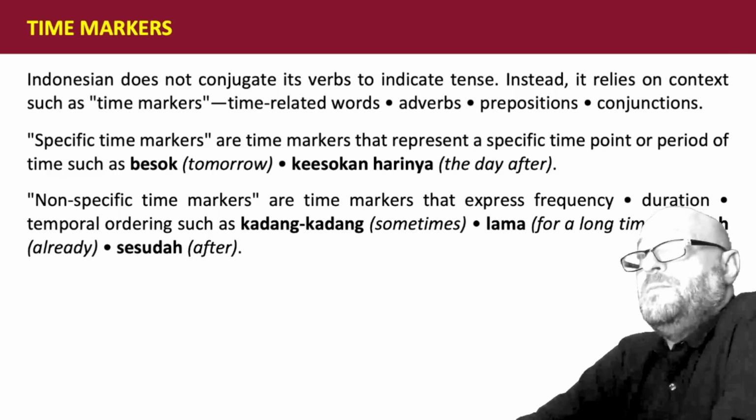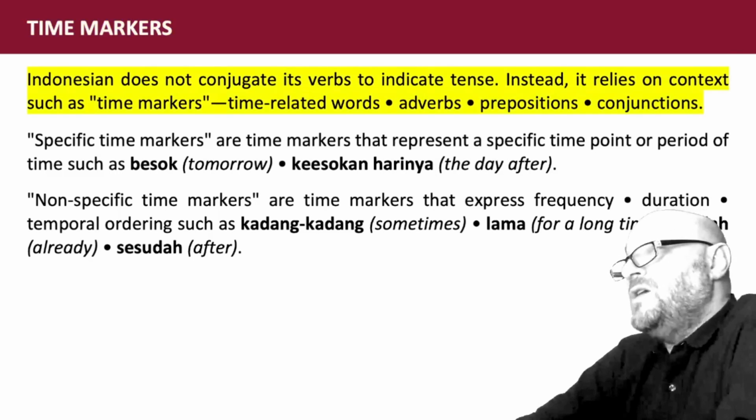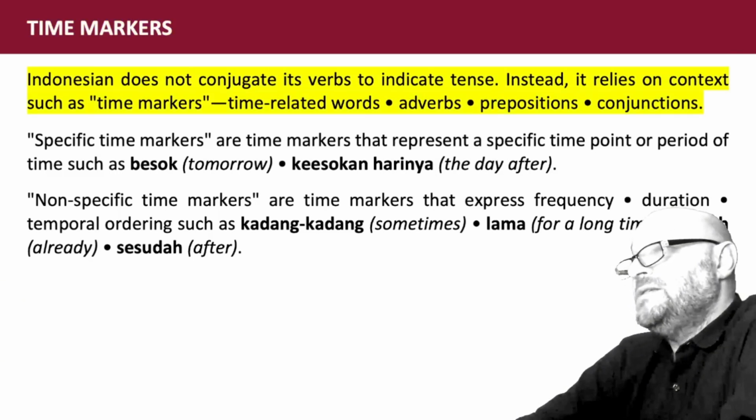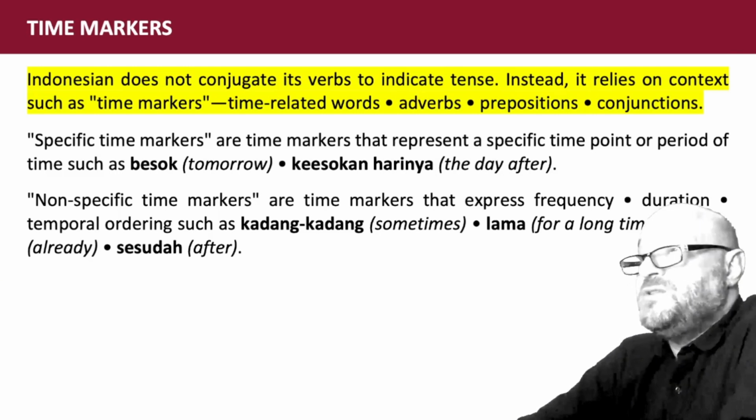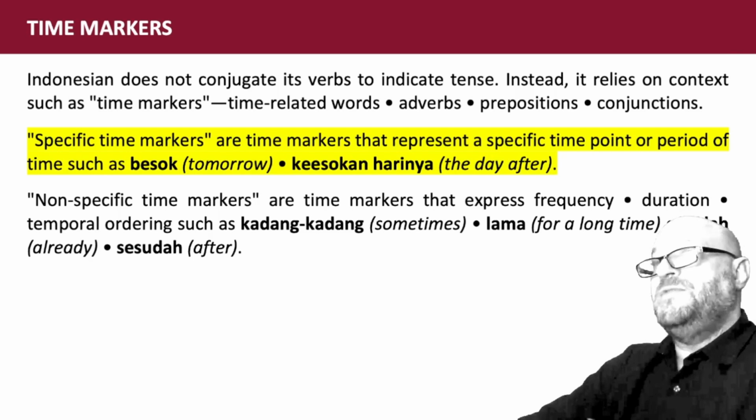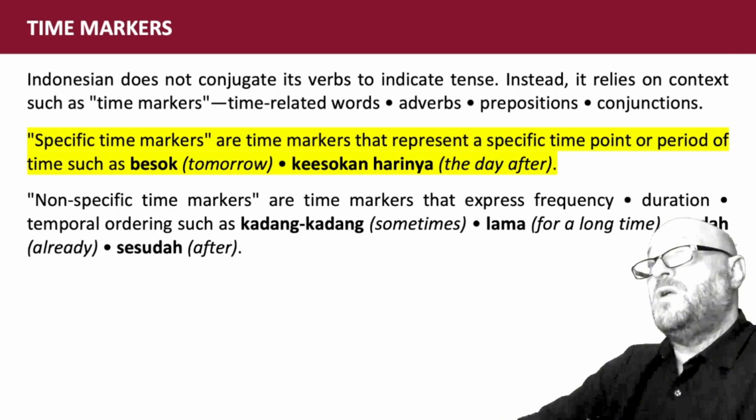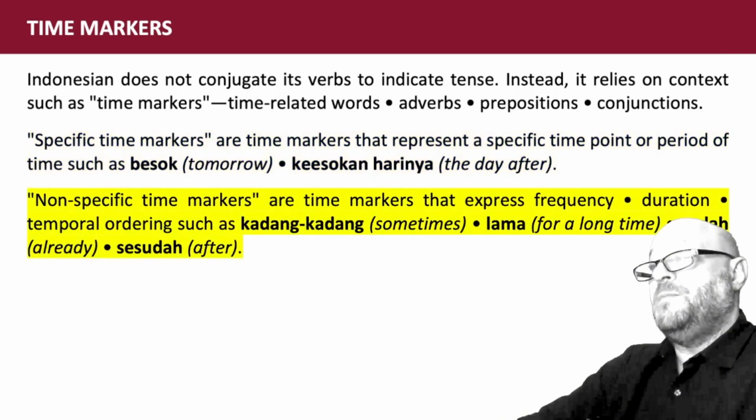Time markers. Indonesian does not conjugate its verbs to indicate tense. Instead, it relies on context, such as time markers, time-related words, adverbs, prepositions, conjunctions. Specific time markers are time markers that represent a specific time point or period of time, such as besok, tomorrow, keesokan harinya, the day after.